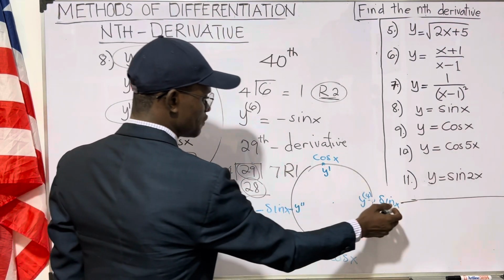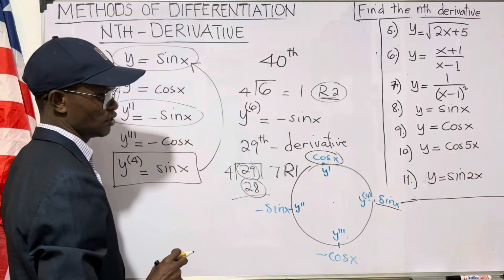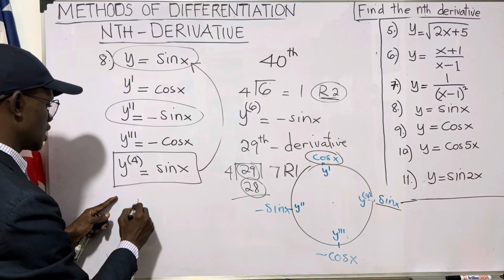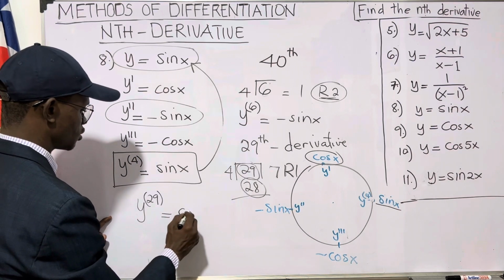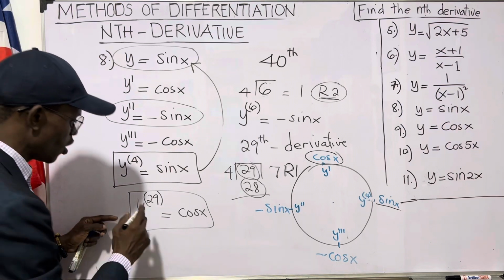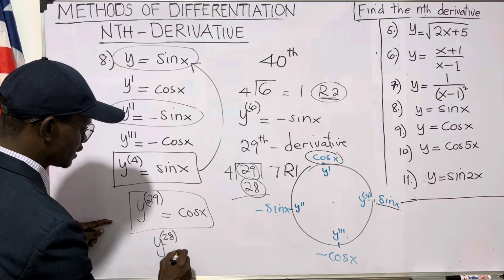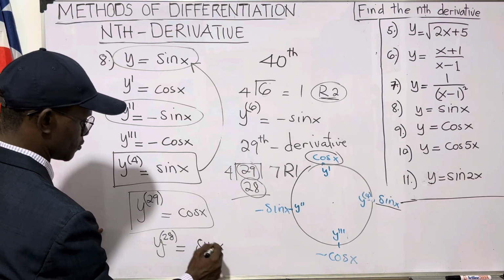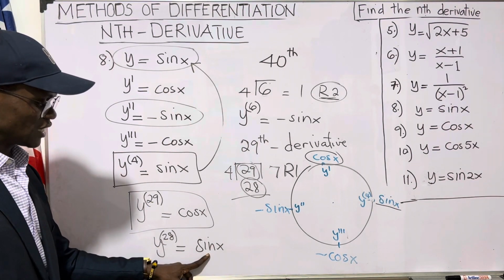So it means we need to differentiate sine of x 1 time. That's all. The first derivative will just be cos of x. Thus, the 29th derivative of sine of x is equal to cos of x. See that? Because we already know that the 28th derivative of sine of x is equal to sine of x, to go from 28 to 29, just differentiate sine of x 1 time.